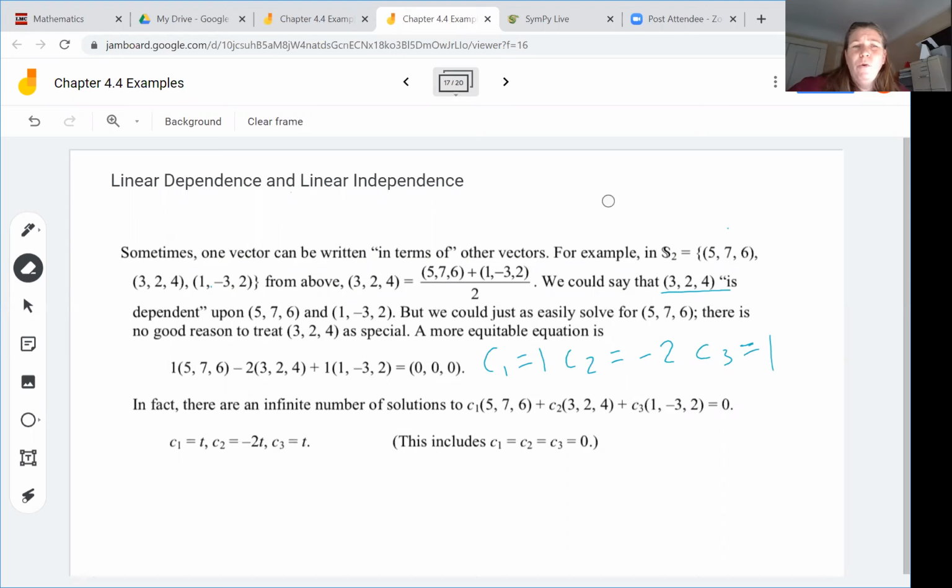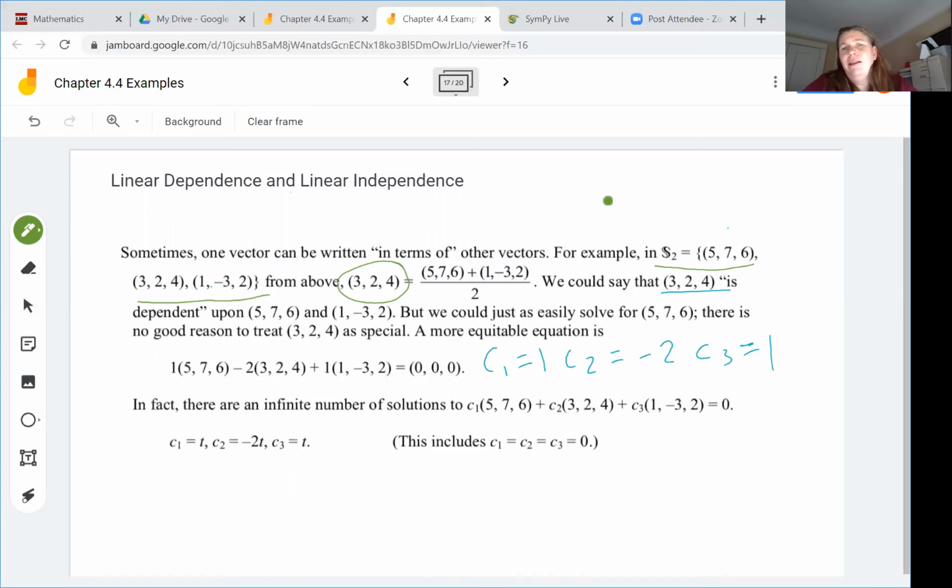So sometimes one vector can be written in terms of other vectors. For example, back in earlier examples, we saw S2, which were vectors in the plane, but not vectors that span R3. And with these vectors S2, we can actually take vector 3, 2, 4 and write that as a linear combination of the other two vectors. So we could calculate out that vector 3, 2, 4 is just vector 5, 7, 6 plus vector 1, negative 3, 2 added up and then divided by 2.